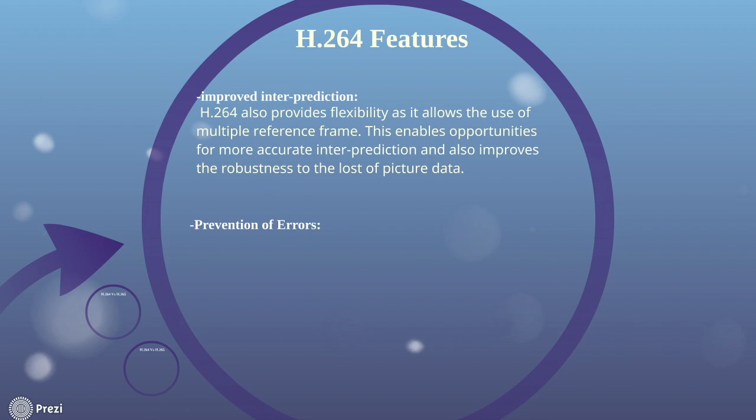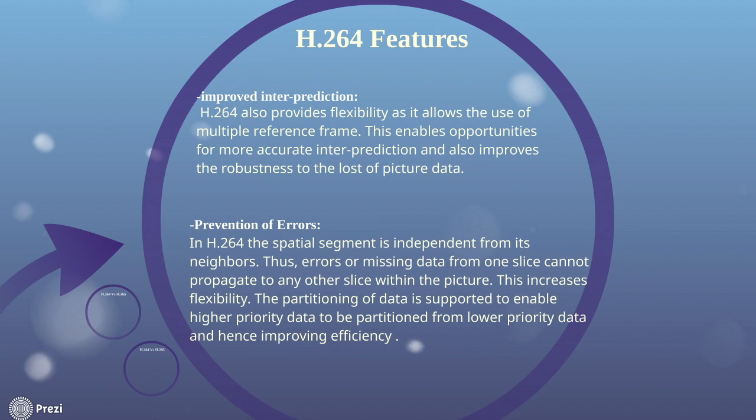H.264 includes several features that can efficiently contain the impact of errors. In H.264, each spatial slice is independent from its neighbors, thus errors or missing data from one slice cannot propagate to any other slice within the picture frame. This increases flexibility. Data partitioning is supported to enable higher priority data to be separated from lower priority data, hence improving efficiency.